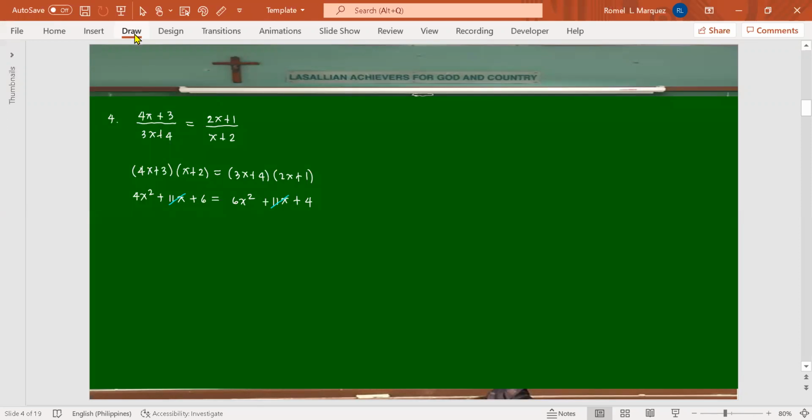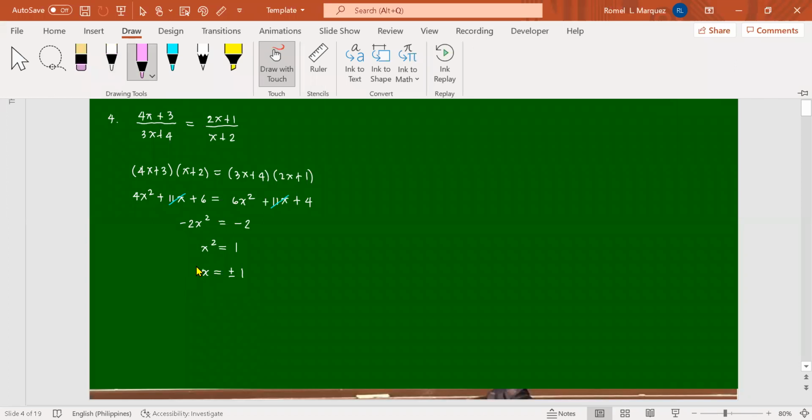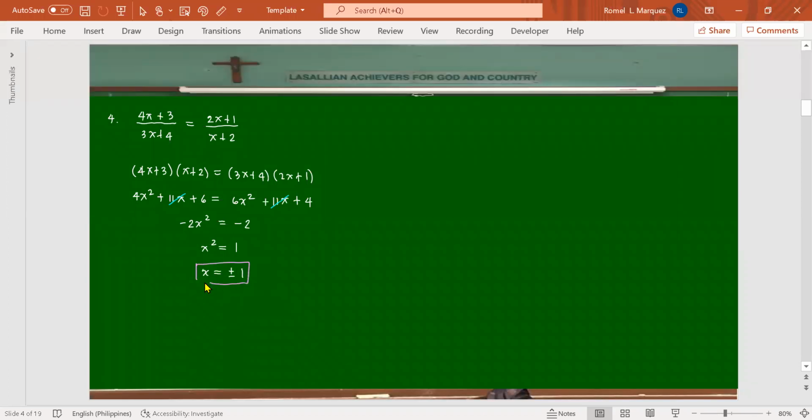So, we now get negative 2x squared equals negative 2. So, what is x squared? 1. So, what is x? Plus or minus 1. Now, what we do not want is negative 2 and negative 4/3, because those numbers will make the denominators 0, no? But we did not get them. So, we accept these values. So, these are the roots. Okay? Any question, guys?